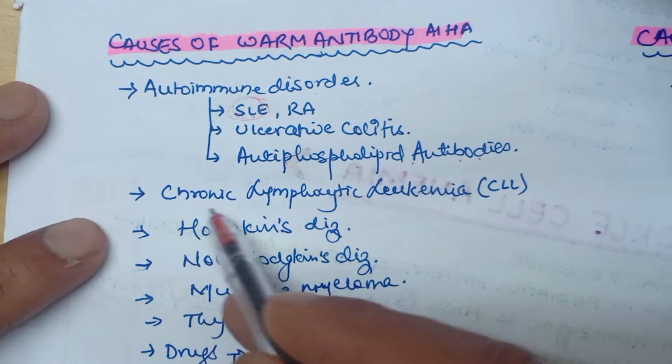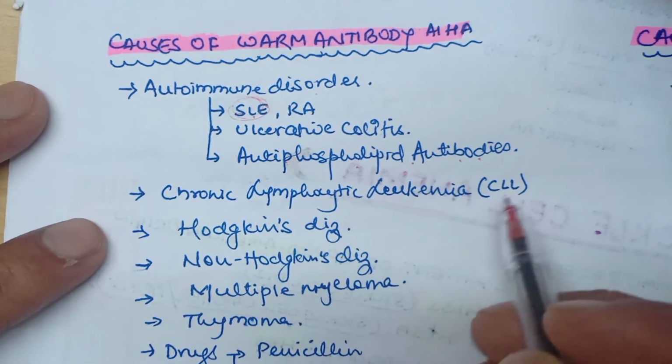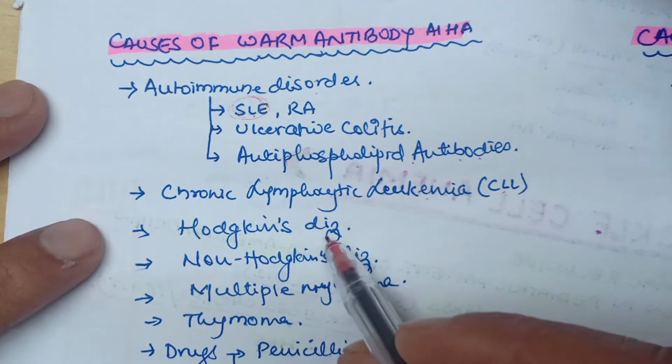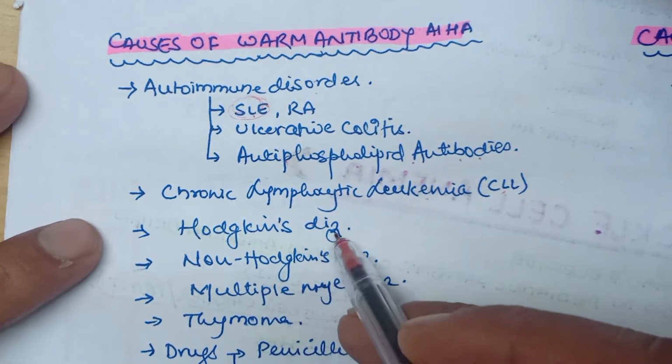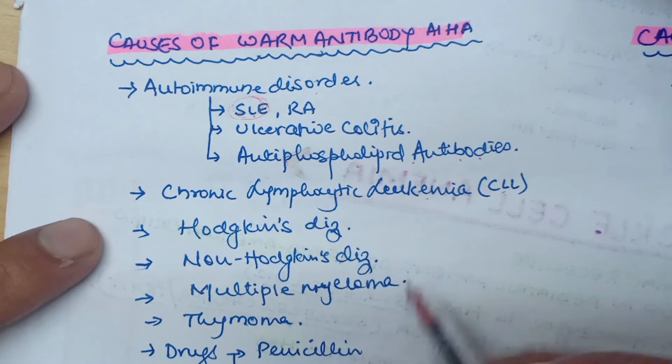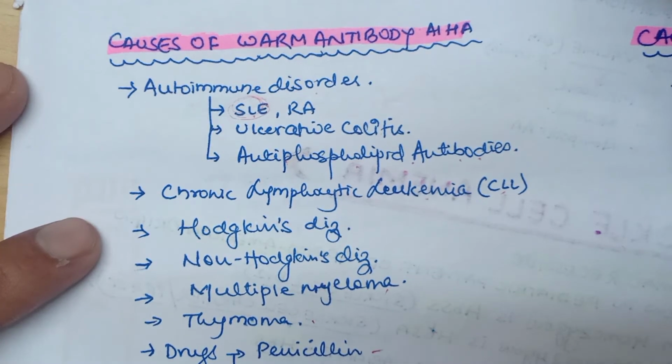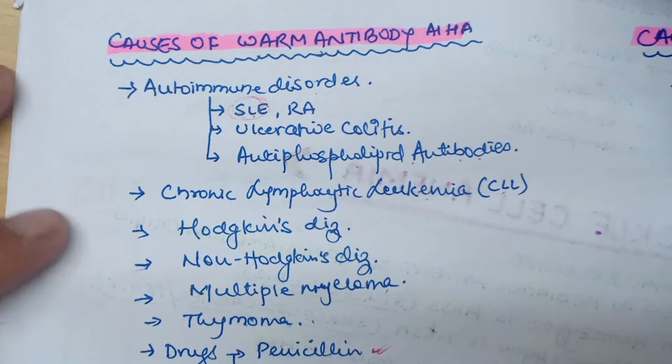It is also most commonly associated with CLL, that is chronic lymphocytic leukemia. It can also be caused by Hodgkin's disease, non-Hodgkin's disease, multiple myeloma, thymoma, and drugs like penicillin and methyldopa. It can also be caused by cephalosporin, quinidine, more commonly with penicillin and methyldopa.